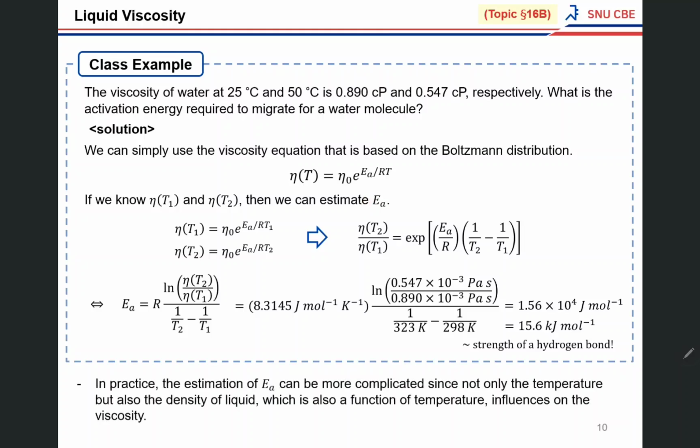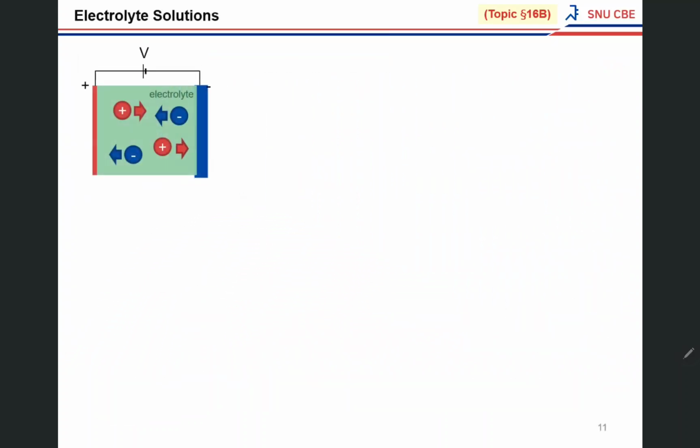Okay, so let's move on to our topic, the electrolyte solution. Now we have the system: we have the liquid phase, and we have some ions. It is a liquid solution of some salt, which can be ionized inside the liquid phase.